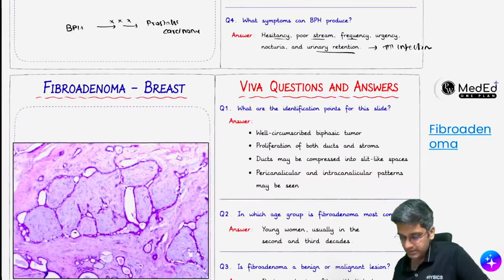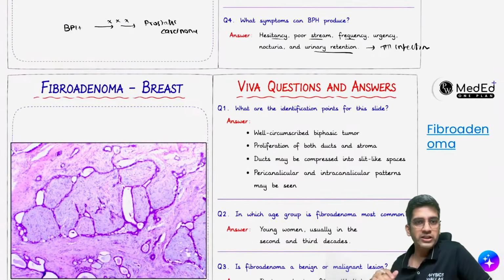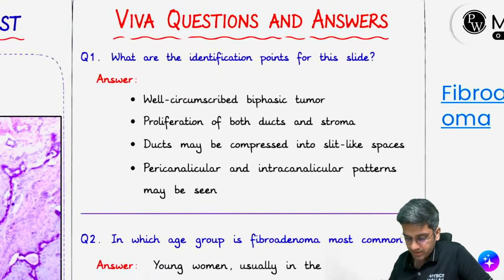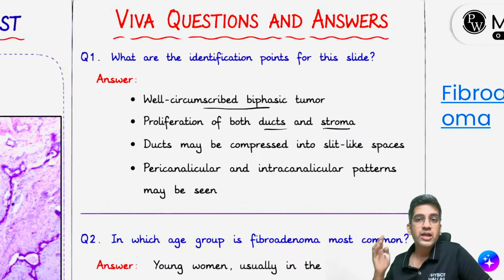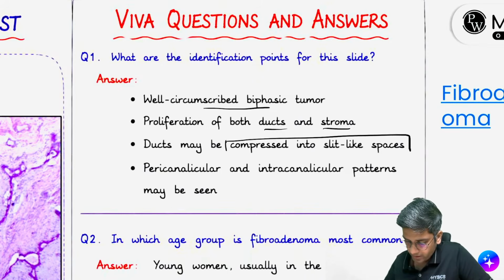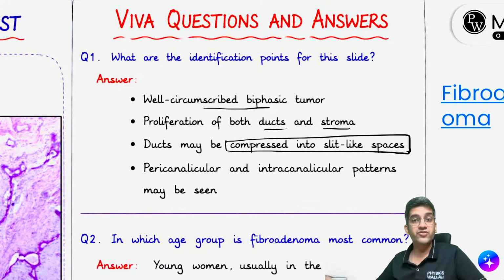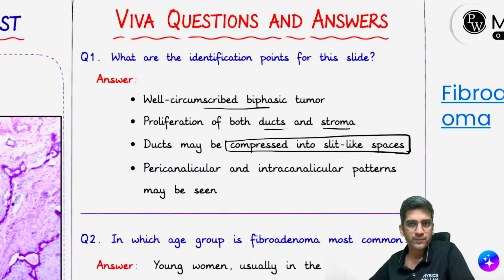When you have compressed glands and stroma surrounding them, like this image, we call it a fibroadenoma, right? So fibroadenoma is a well-phased biphasic tumor. Like your BPH, I have both proliferation of duct as well as stroma. And the most important thing is this: it'll be compressed like slit-like spaces. This is very, very classical for fibroadenoma.